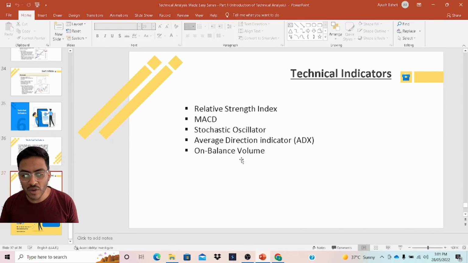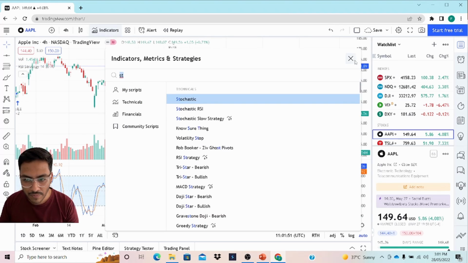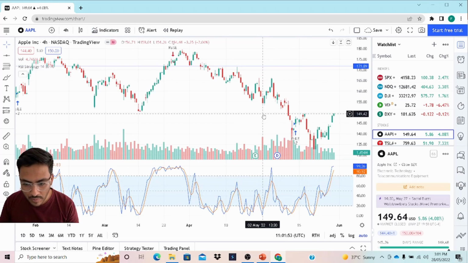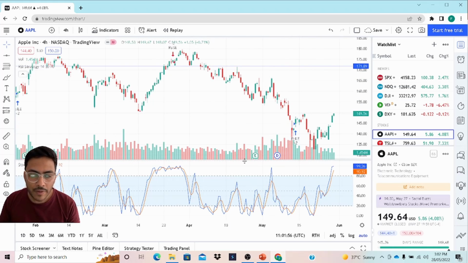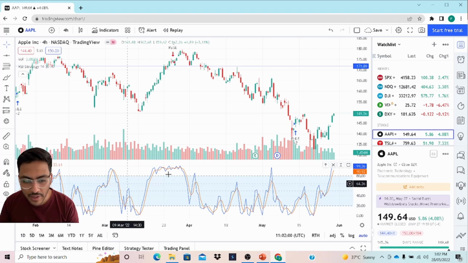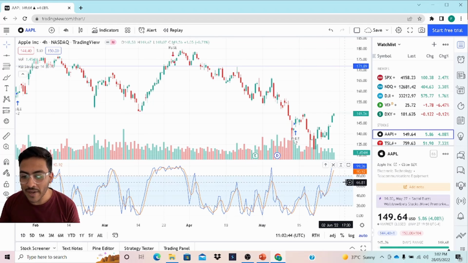Okay, so the next indicator is the stochastic oscillator. We have the stochastic oscillator on our chart. It looks like RSI. In the case of RSI, if the data points are above 70, it is considered to be in the overbought zone, and if the prices are below the 30 level, it is considered to be an oversold zone. But in the case of the stochastic oscillator, the levels are 20 and 80.